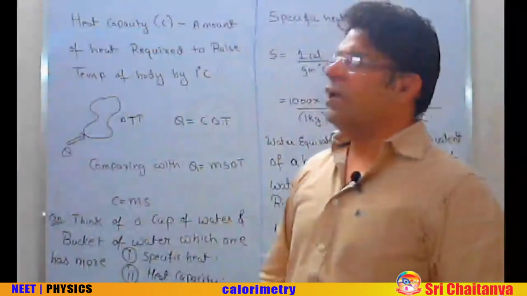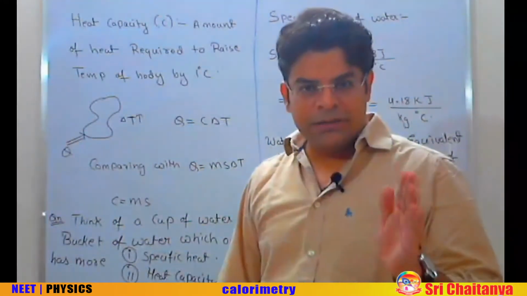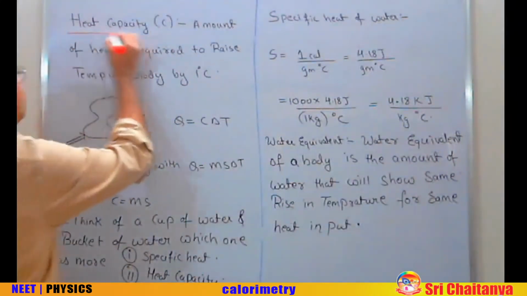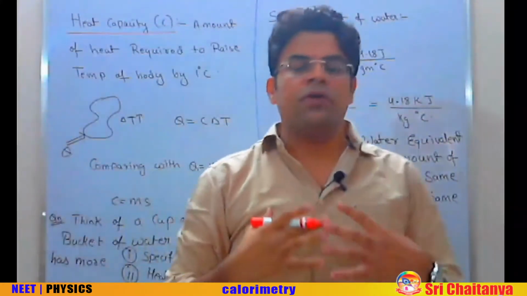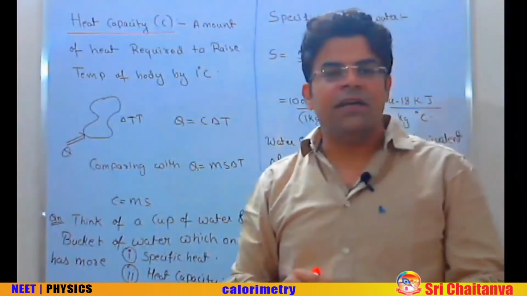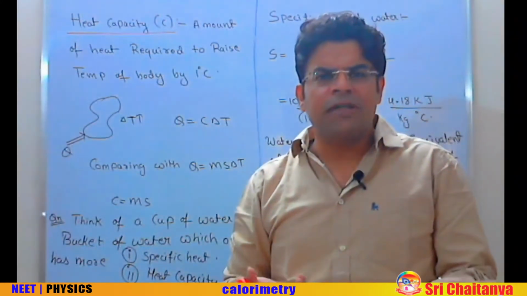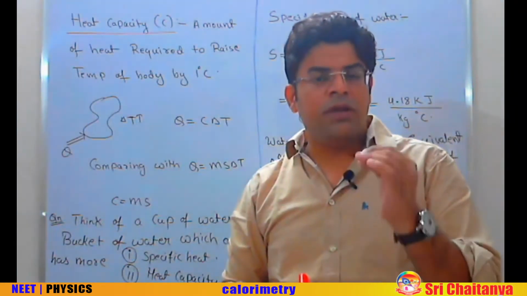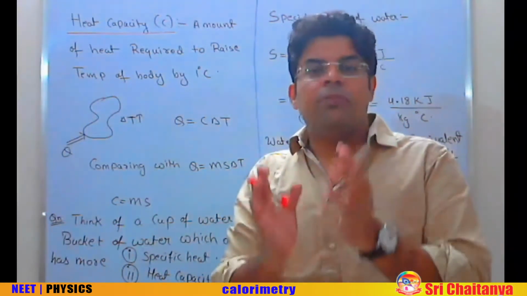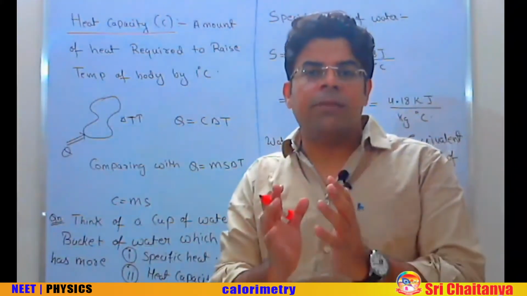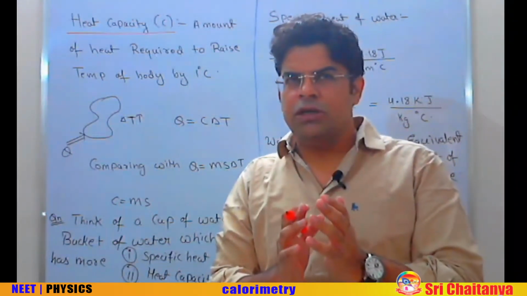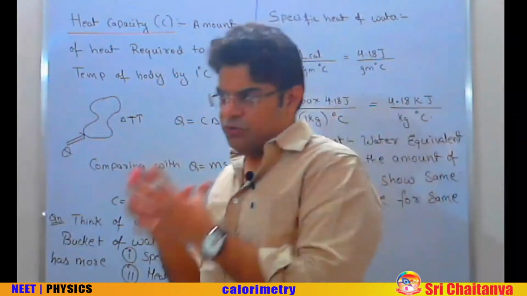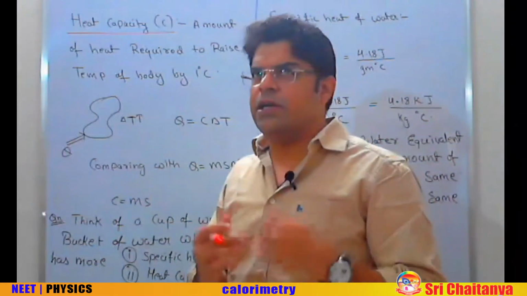So now, heat capacity. We have learned specific heat till now. Now, heat capacity. Heat capacity, denoted by C, is the amount of heat required to raise the temperature of a body by 1 degree centigrade. Which body, what size, how much mass? Any body. The amount of heat required to raise the temperature of any object by 1 degree centigrade is called the heat capacity of that object.